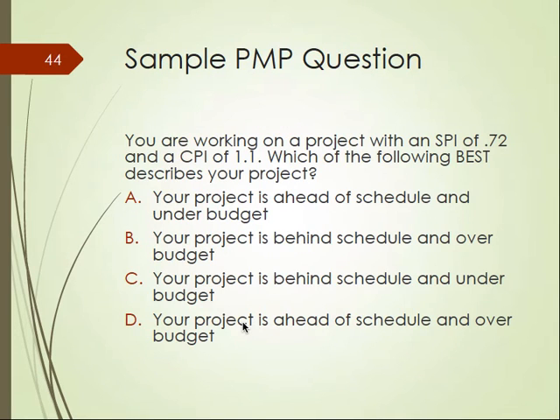Let's see. Sample PMP question. You are working on a project with an SPI of 0.72 and a CPI of 1.1. Which of the following best describes your project?